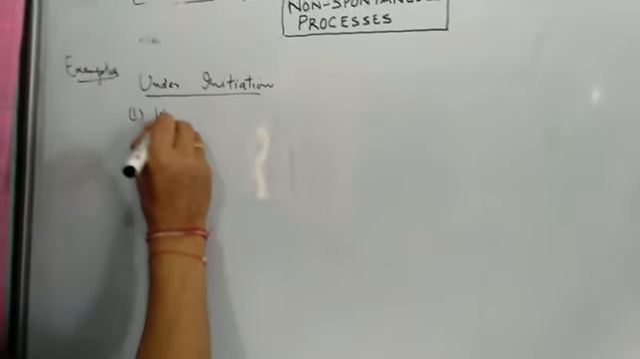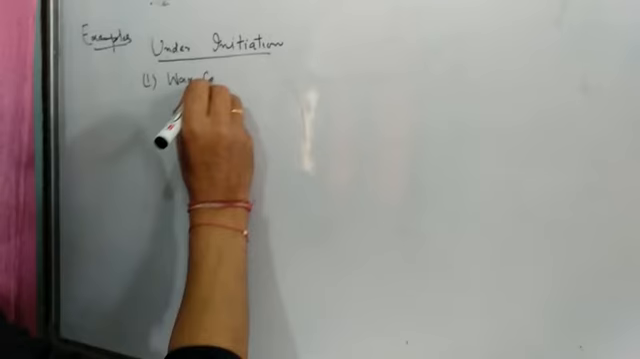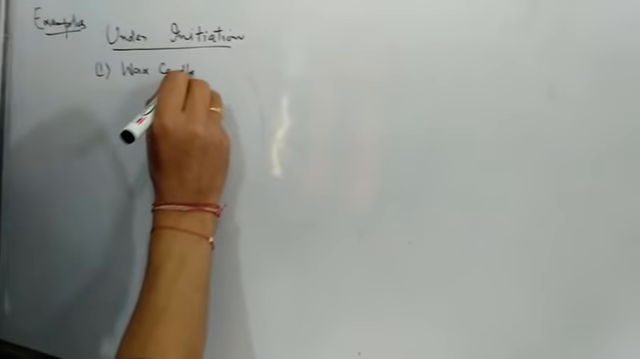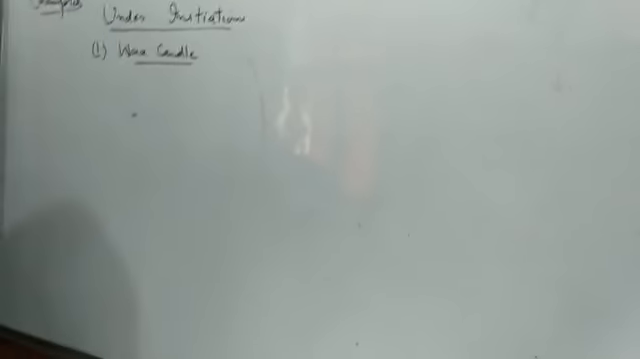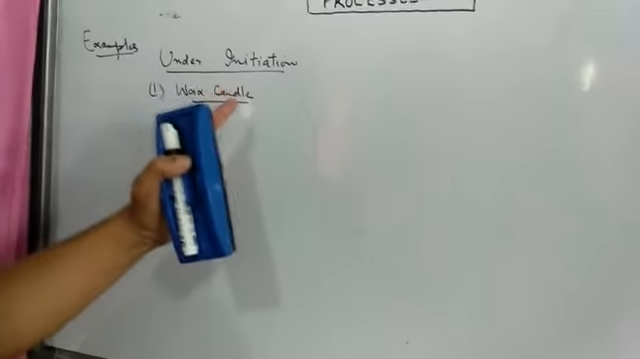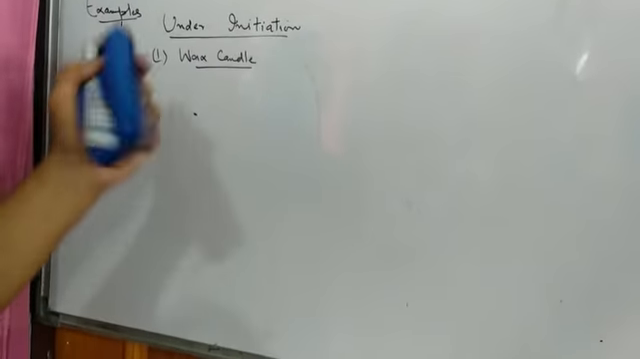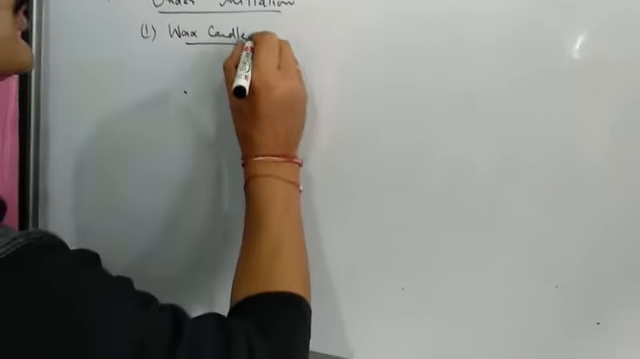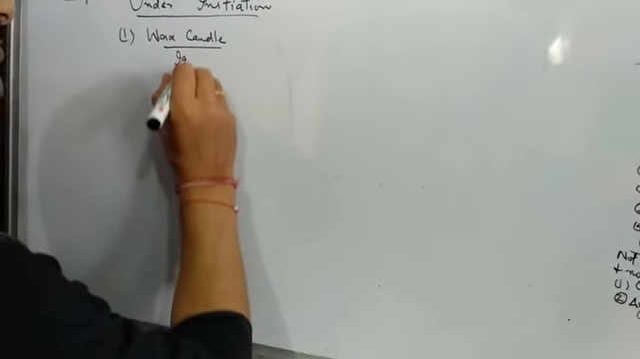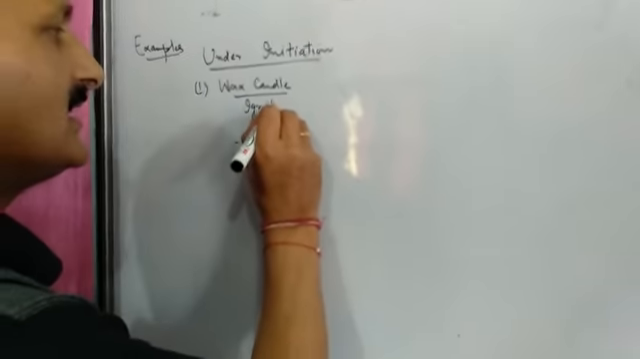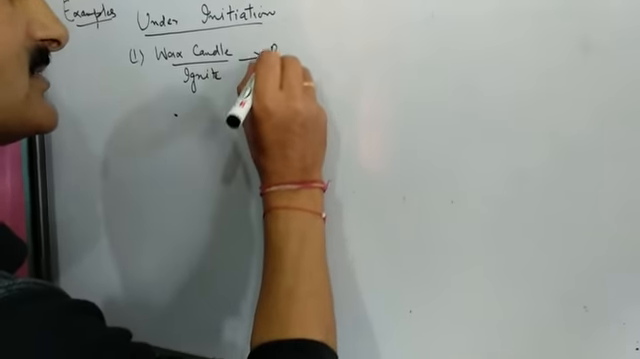For example, when we find a wax candle is made up of wax, it does not burn on its own. We all know that a candle which is made up of wax, it has a fuel in it, it has wax in it, but it does not burn on its own. So how does it burn? We will have to ignite it using a matchstick. So when we ignite it, it burns.